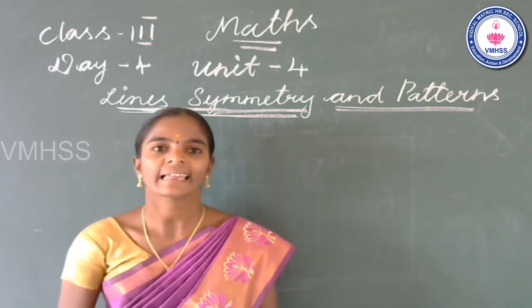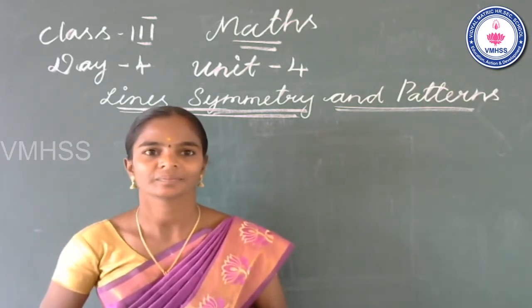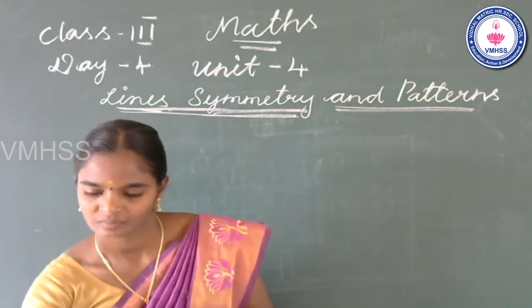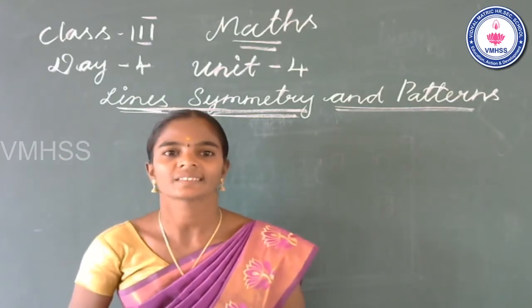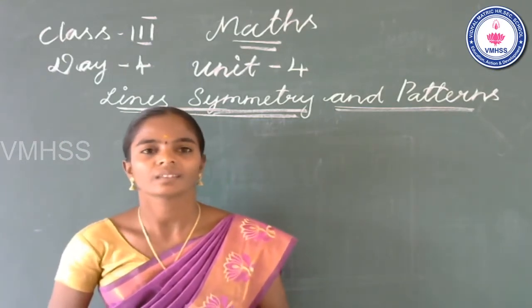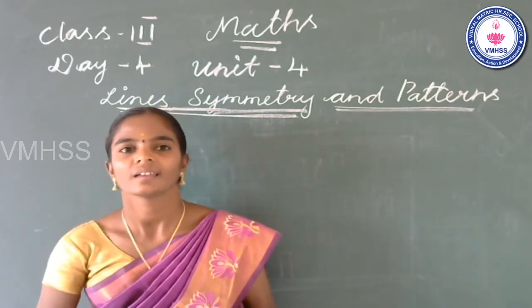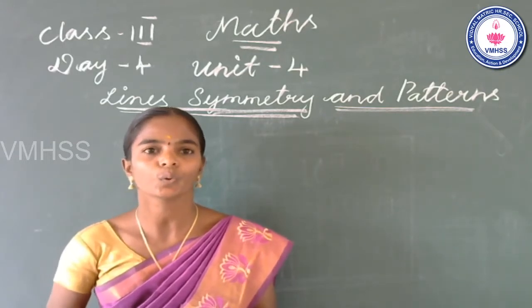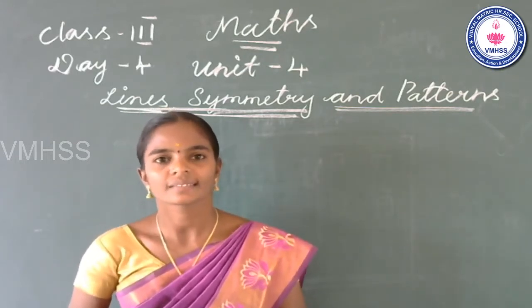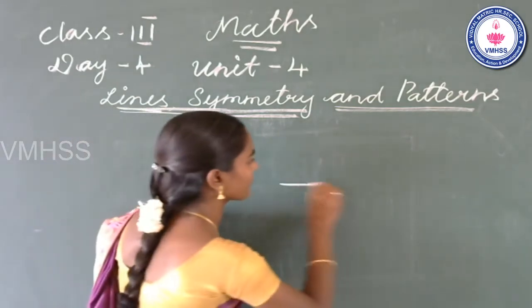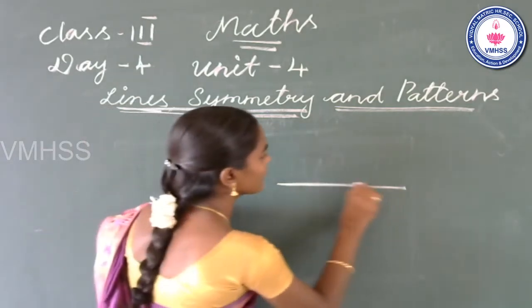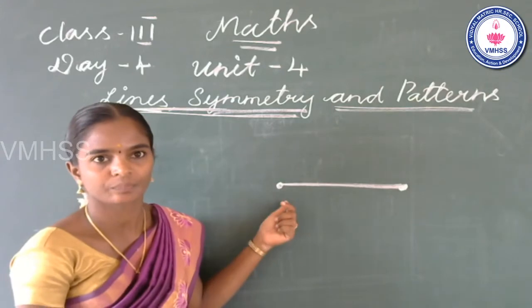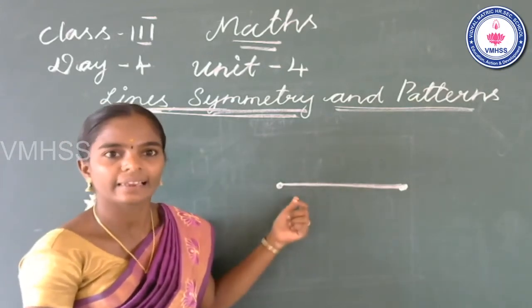Students, what is a line segment? Very good. A line segment is a straight path with two end points. Now we will draw the line segment. This line segment has a fixed length.